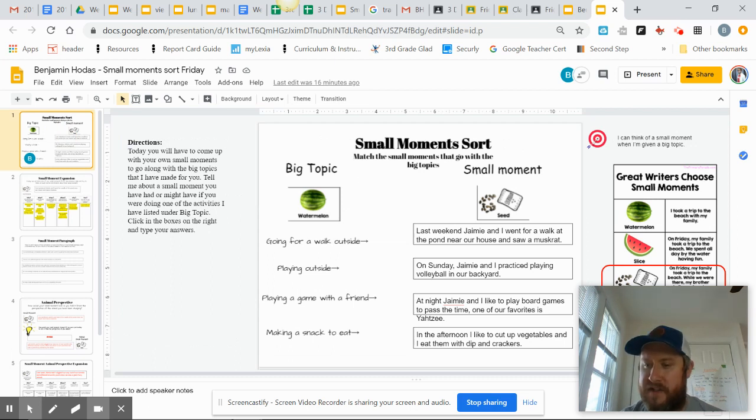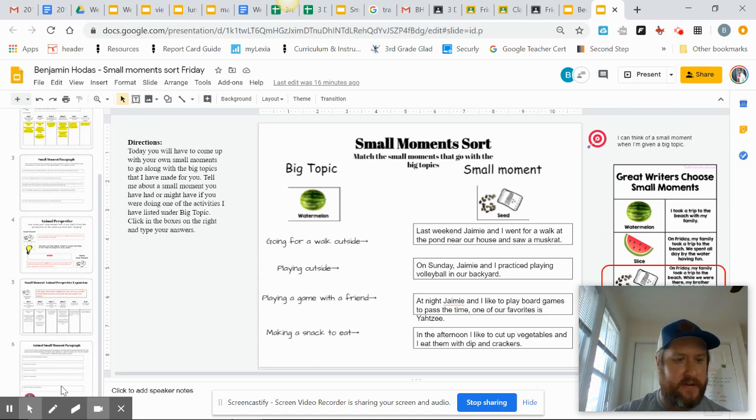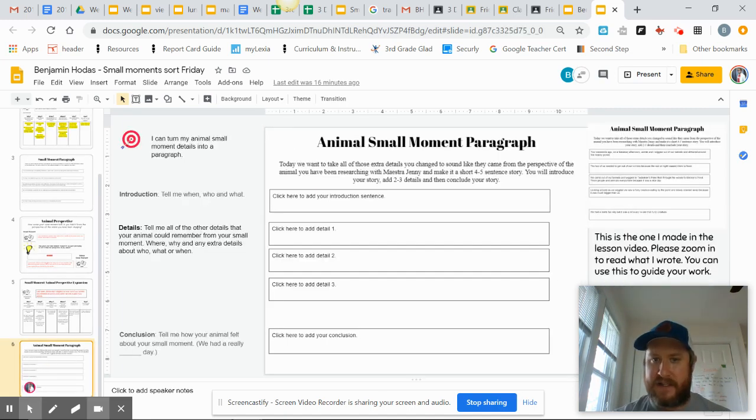We're in our small moments slideshow. All right. A few things before I get into it. You should have a sixth slide, so you should have 6 slides in your slideshow now. If you don't have this sixth slide, message me, and I will make sure that gets fixed for you. Okay. Two of your other slides can help you out a lot today.